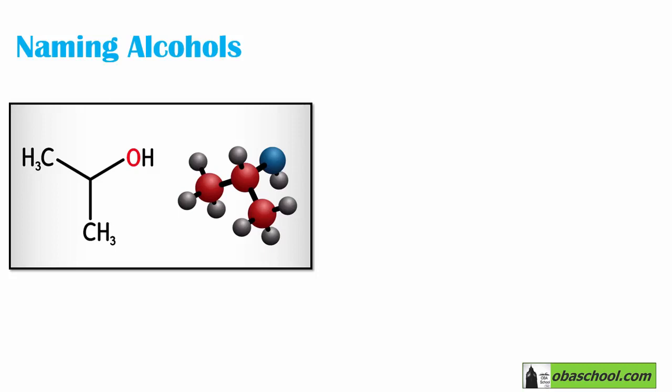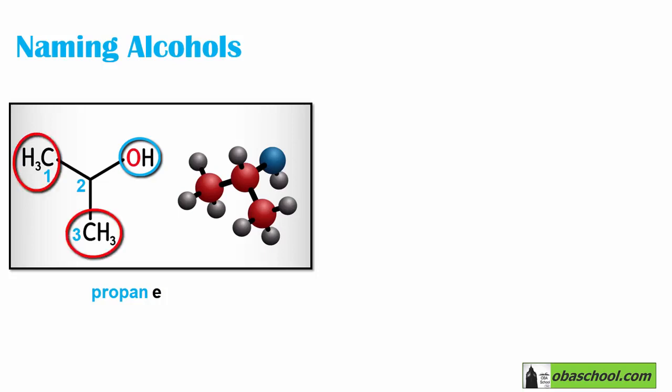Let's take an example. We have this compound. In this compound, we have three carbon atoms. So the alkane in this case is propane. We have to remove the E and add -ol. However, we have two possibilities.